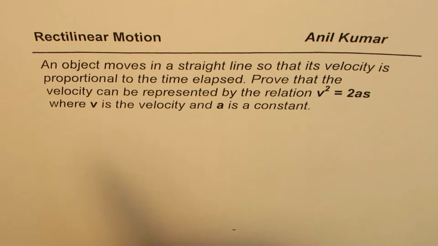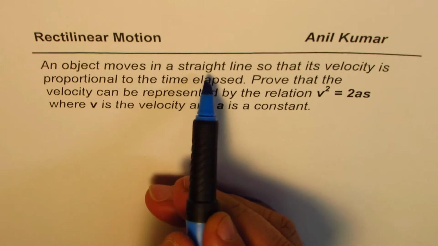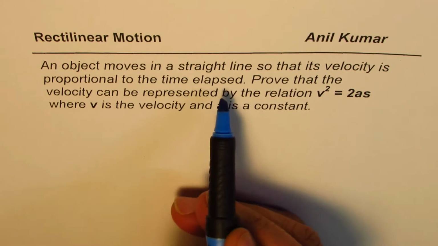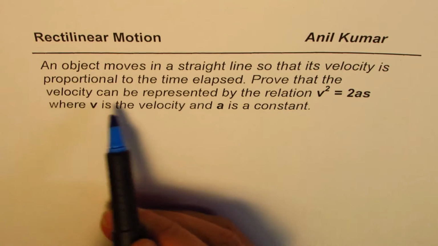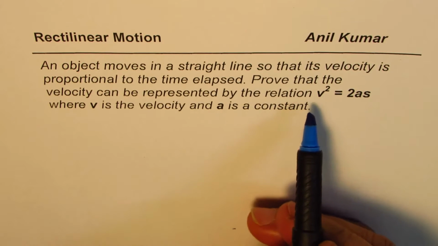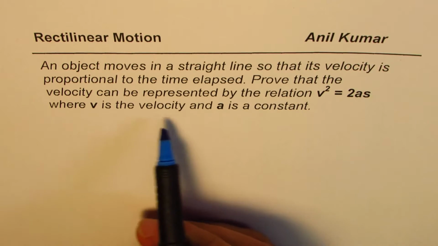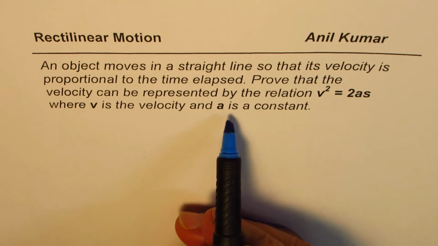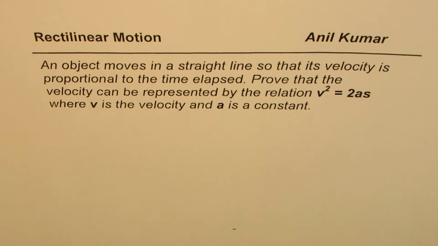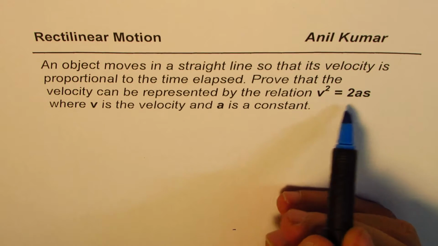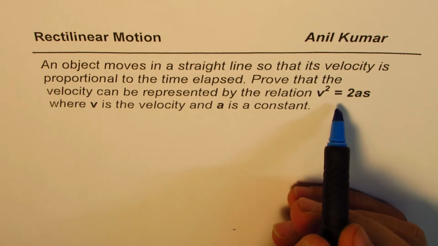The question here is, an object moves in a straight line so that its velocity is proportional to the time elapsed. Prove that the velocity can be represented by the relation v squared equals 2as, where v is the velocity and a is a constant. Now we come across this equation in physics also, and I have provided one simple derivation for this.